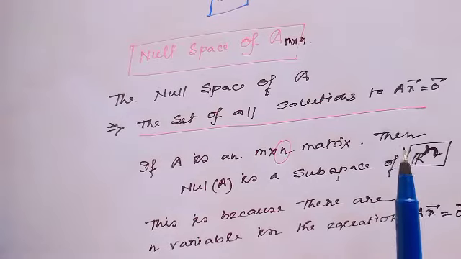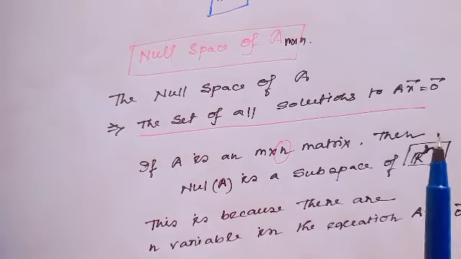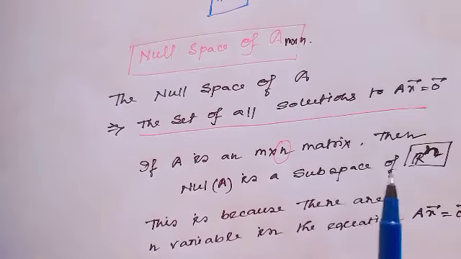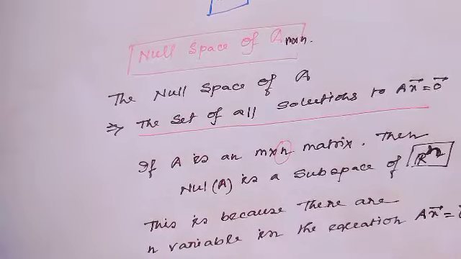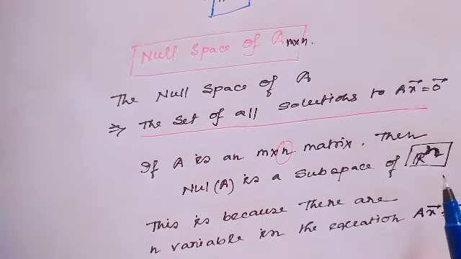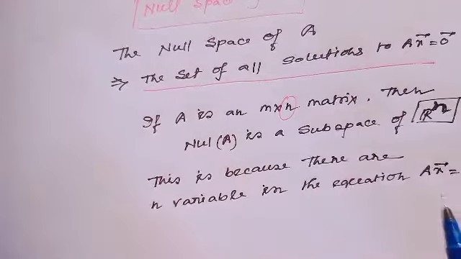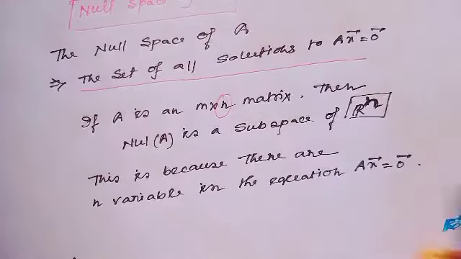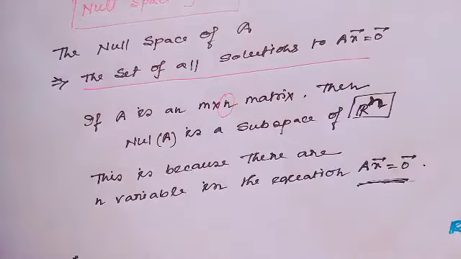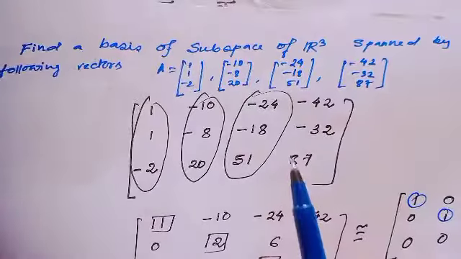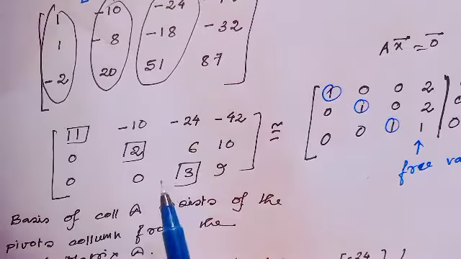That means all solutions map to 0. And if A is an M cross N matrix, then the null space of A is always a subspace of Rn. And this is a subspace of Rn because there are n variables in the equation Ax equal to 0. Are you getting it? Well.